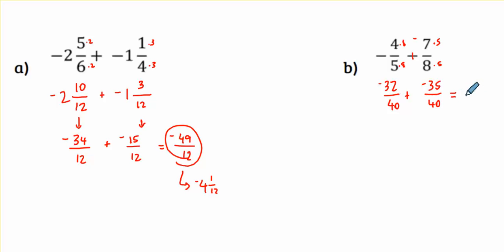Common denominators will always stay the same. And when I add 32 and 35 together, since they're both negative, we do add them, we're going to get 67, and it's negative. So that would have been your answer there. You could have changed it into a mixed number.